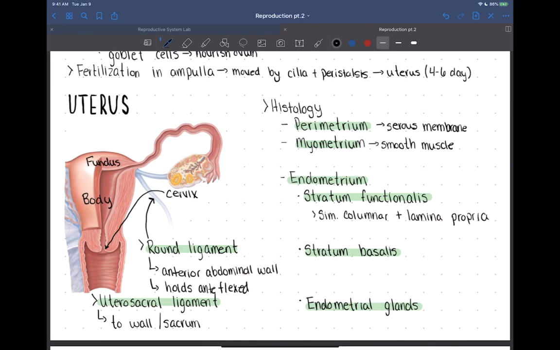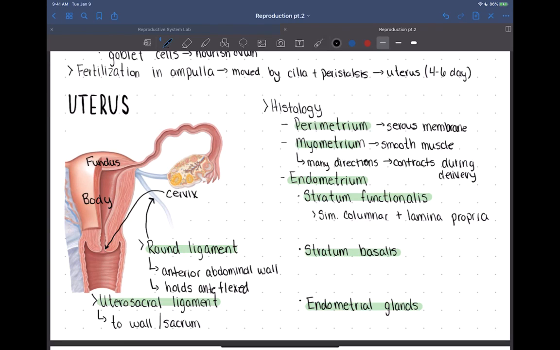The muscle moves in many directions, right, because it's not just circular and longitudinal like we've had before with other organs. It's going in many directions. And it functions in delivery. So it contracts during birth, so it contracts during delivery. Okay. So we have a really thick layer of smooth muscle.